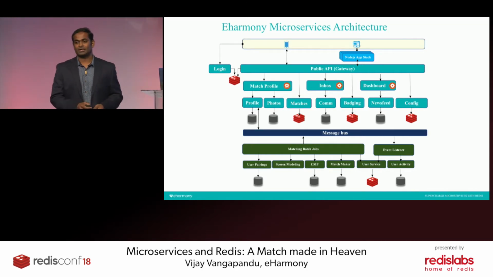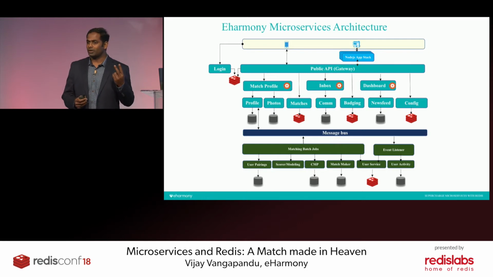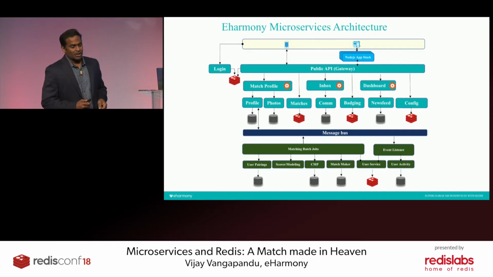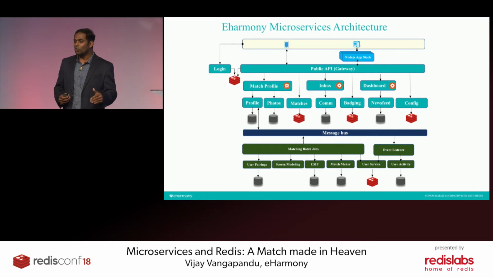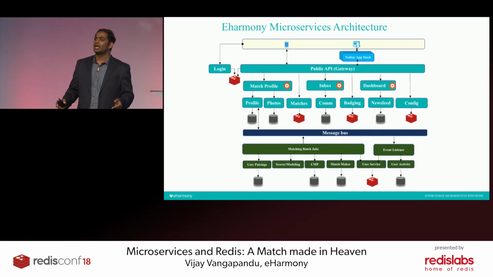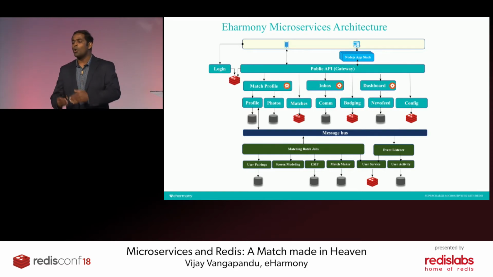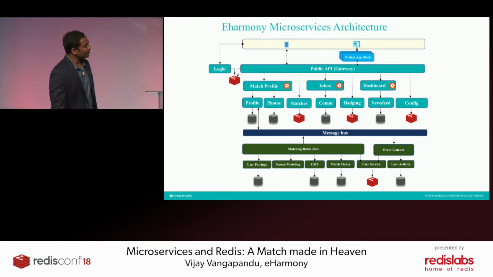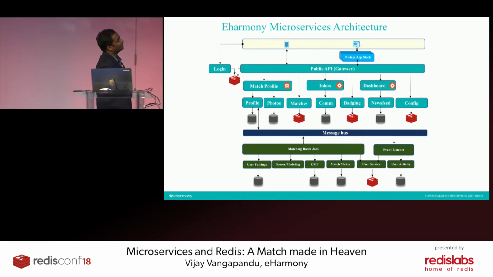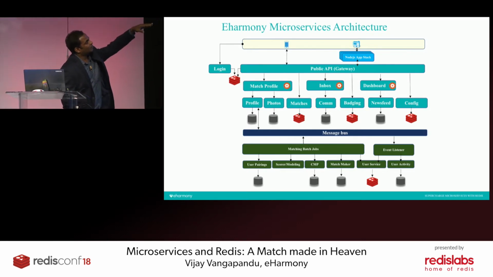decentralized data governance. So there are two important things here in the microservices: decentralized service governance, decentralized data governance. So let's talk a little bit about decentralized service governance. Then we can move on to the decentralized data governance. Then we can talk about how Redis helped us achieve that. Okay? So at very high level, we have gateway.